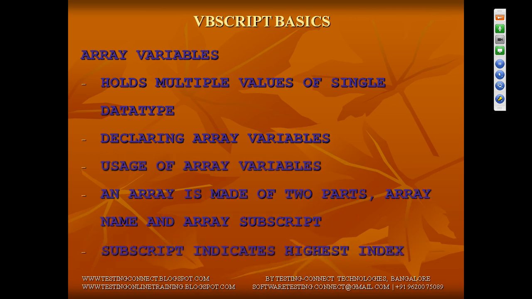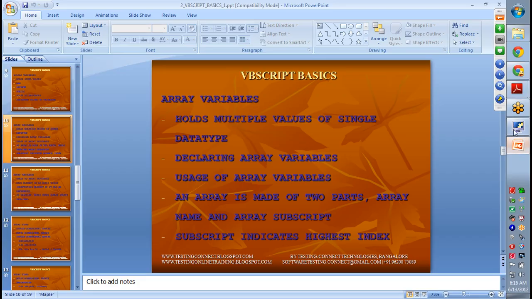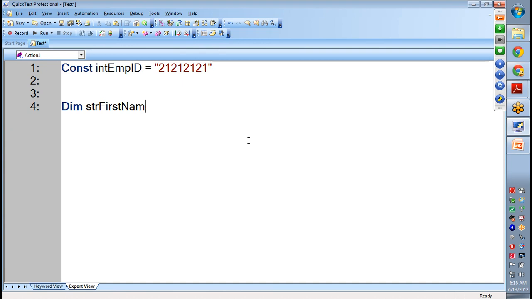An array contains a name and a subscript. How can you define an array? Let us suppose colors. How many colors do you want to store? Okay, 10 colors. Like that you can define it. So colors is the variable name and this is the subscript.